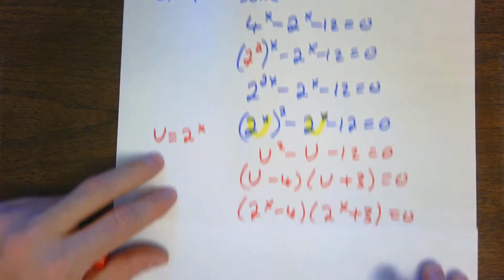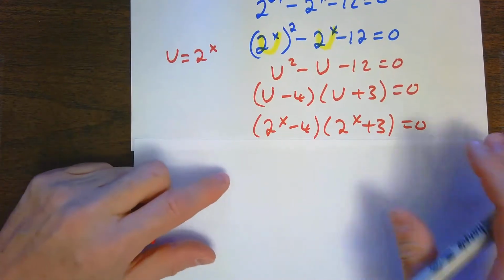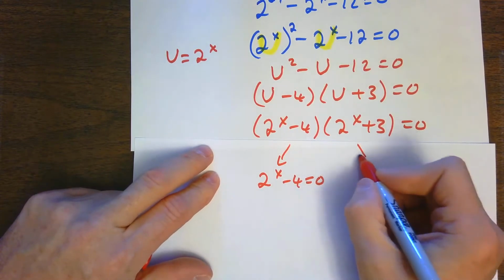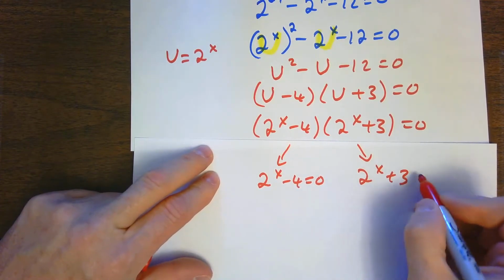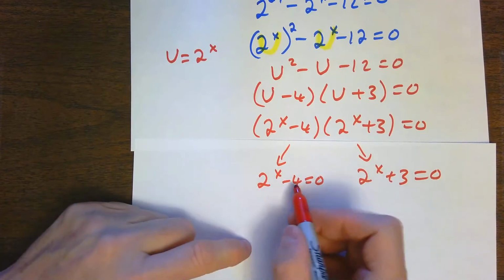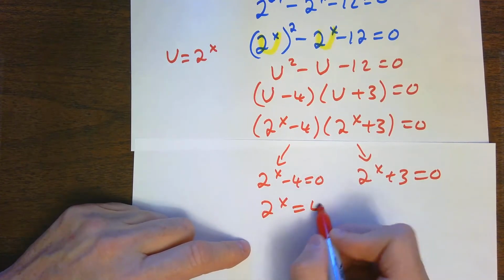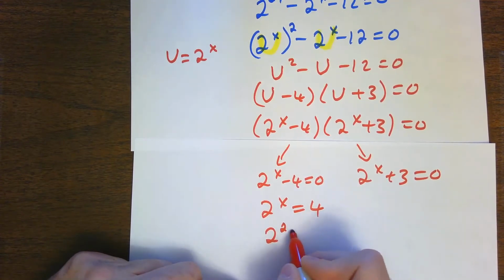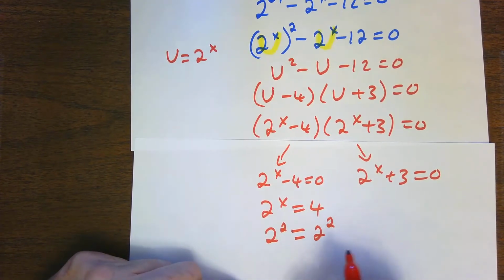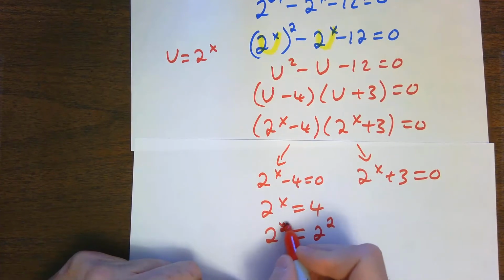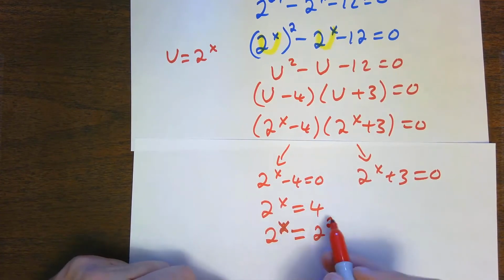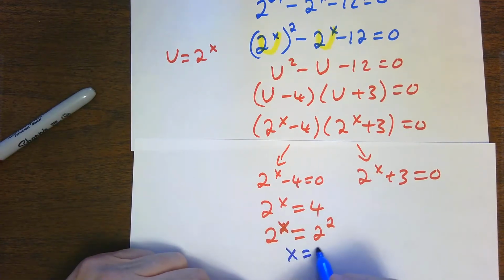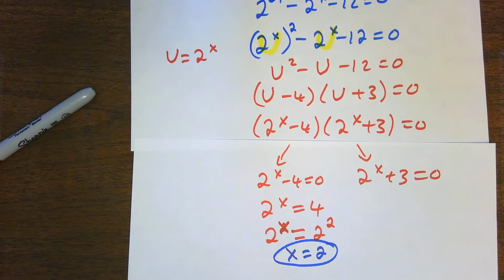Now that it's factored, set each factor equal to 0. 2 to the x minus 4 equals 0. 2 to the x plus 3 equals 0. Solve. 2 to the x equals 4. 2 to what power is 4? 4 is 2 squared. Oops, that should be an x. Therefore, I get my first solution here. x is 2. There's one solution.